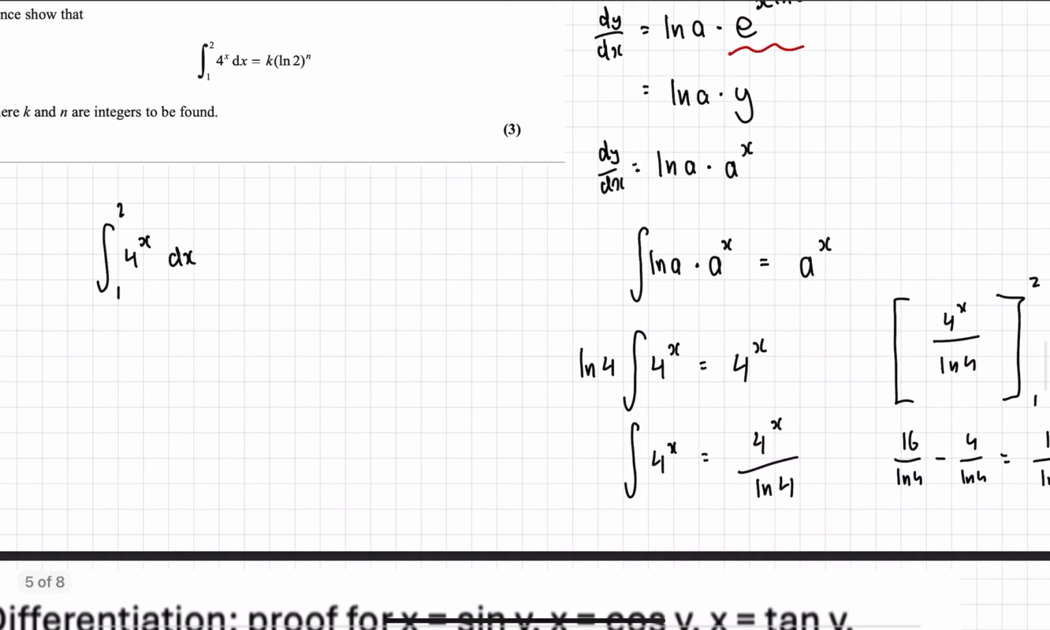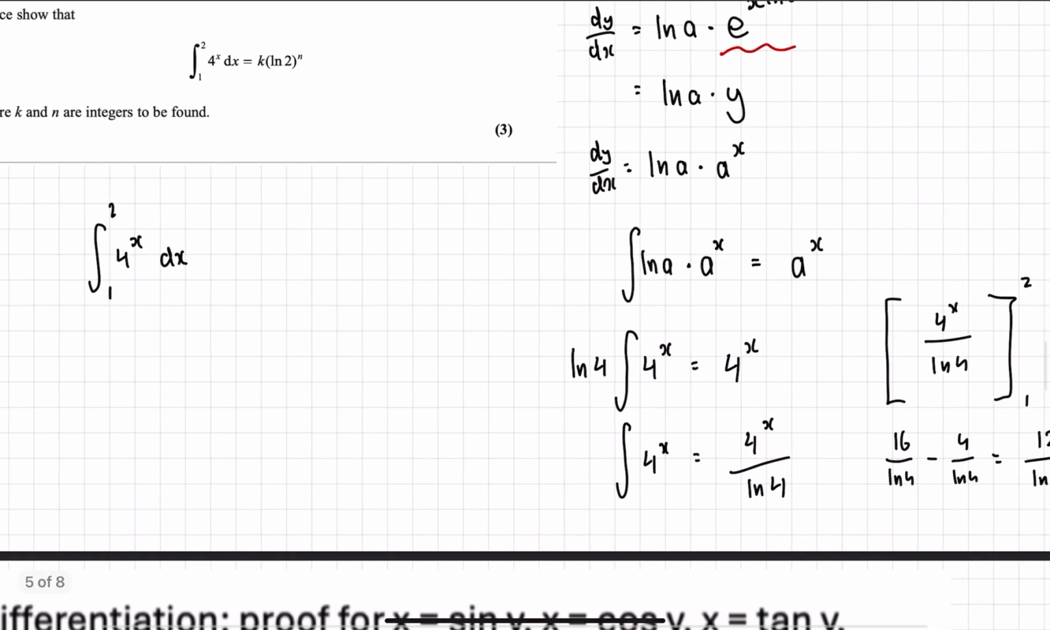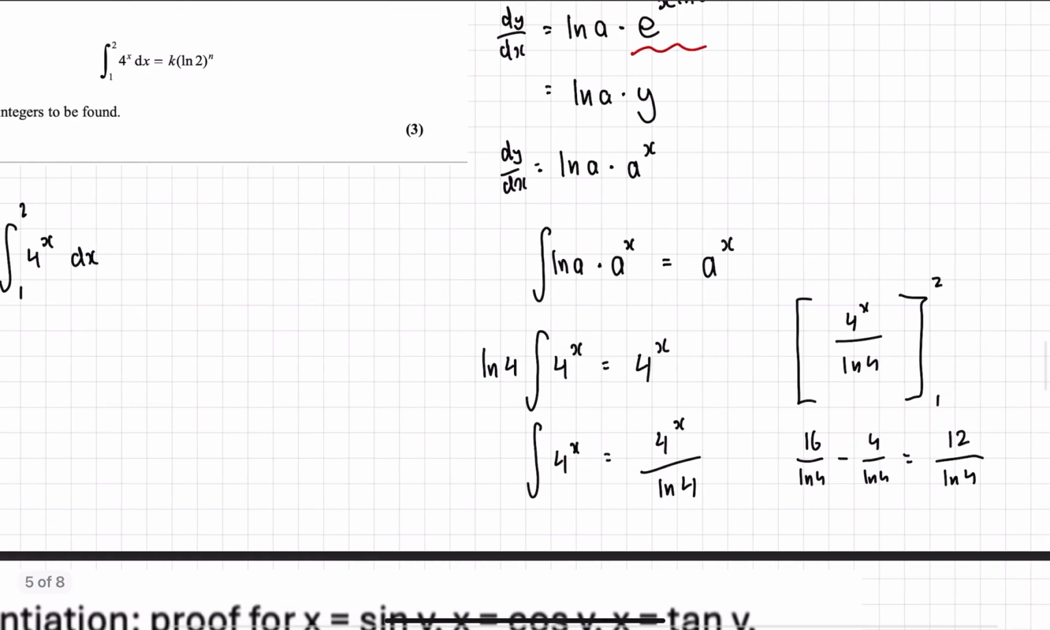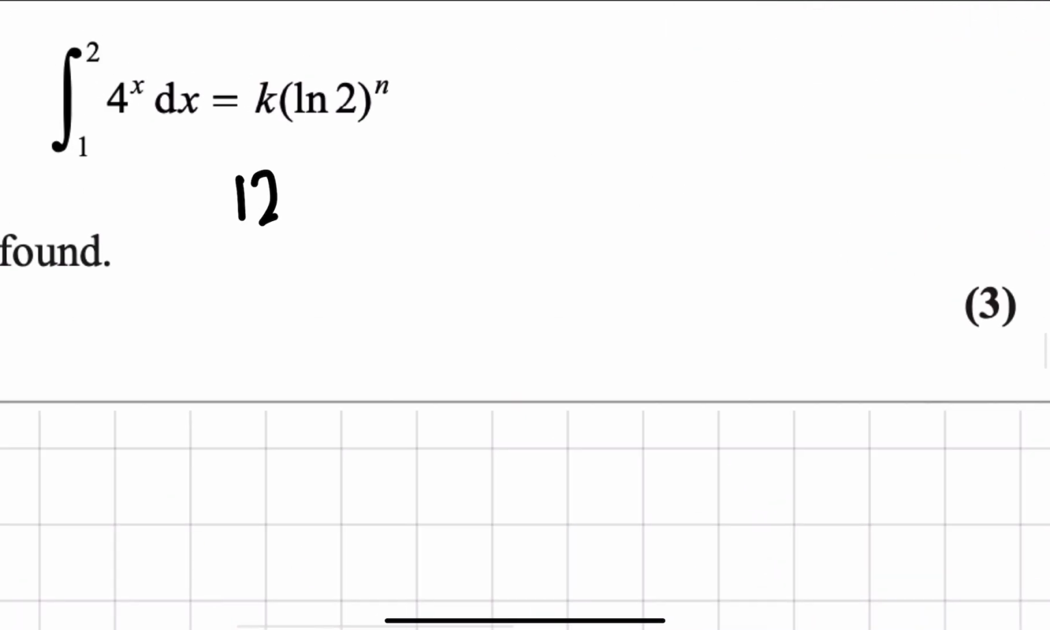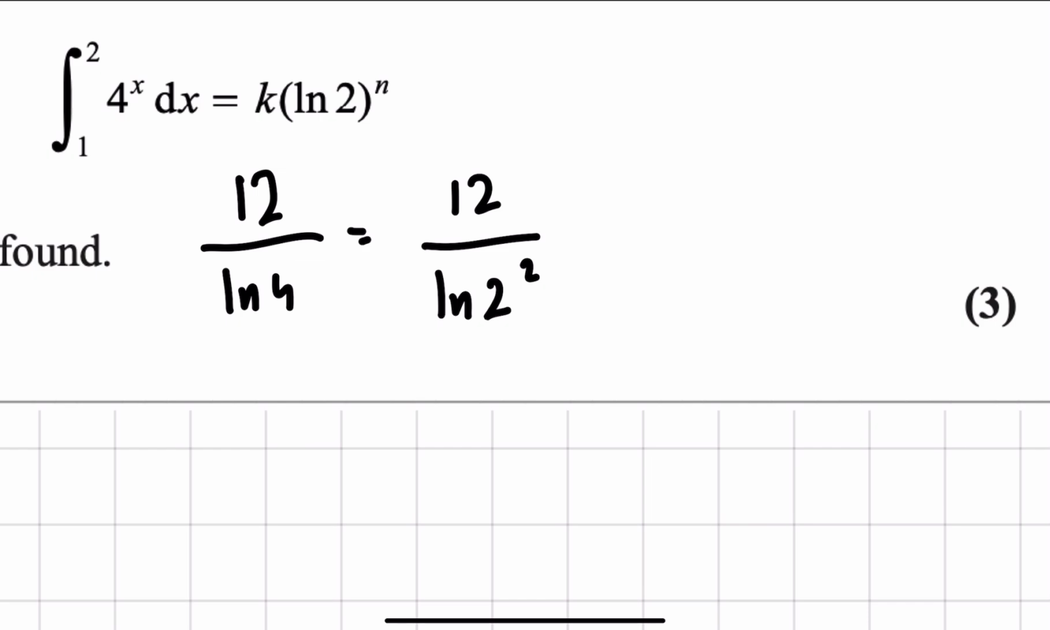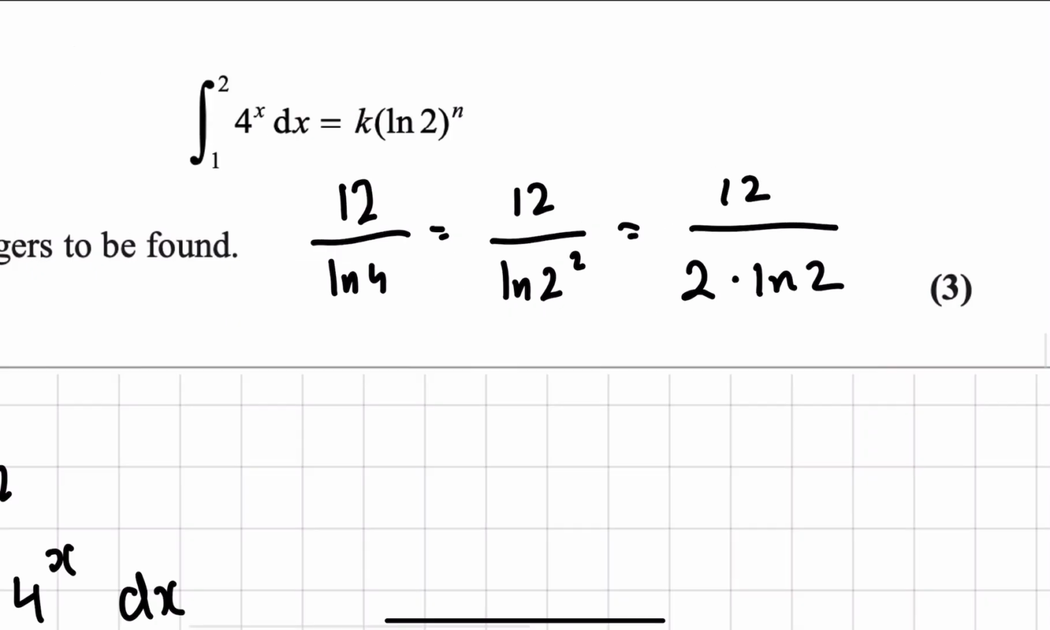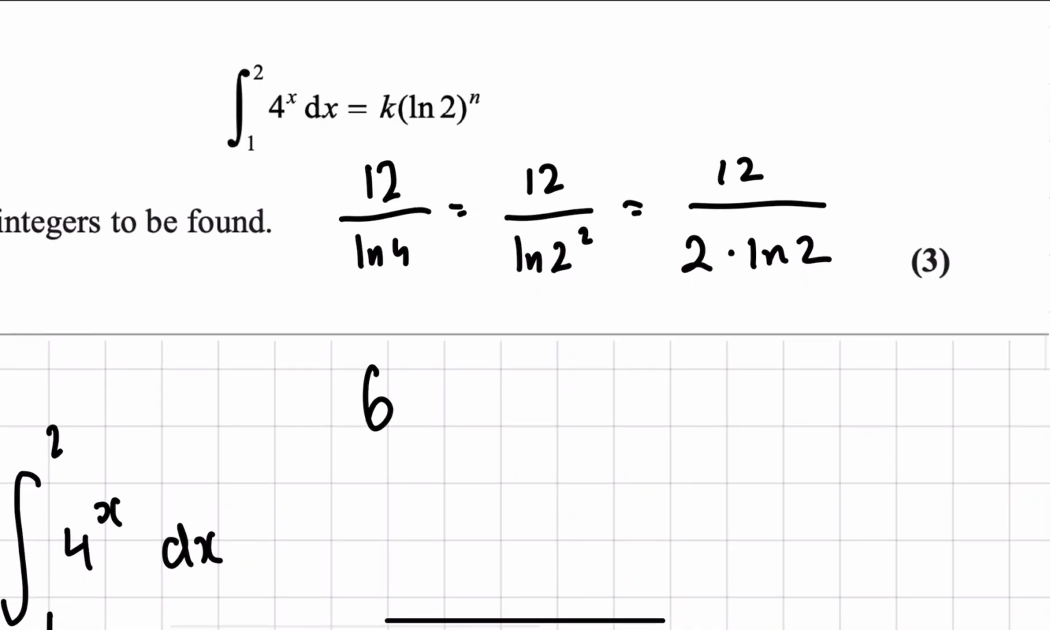Okay, we want to get this in the form k natural log 2 or some form. So I'm just going to rewrite this underneath the question. 12 over natural log 4 equals 12 over natural log 2 squared, so that equals 12 over 2 times natural log 2. 12 over 2 is 6, so we're doing 6.